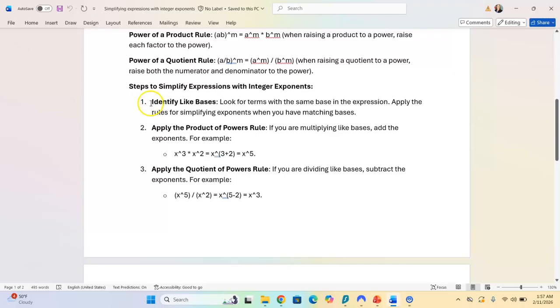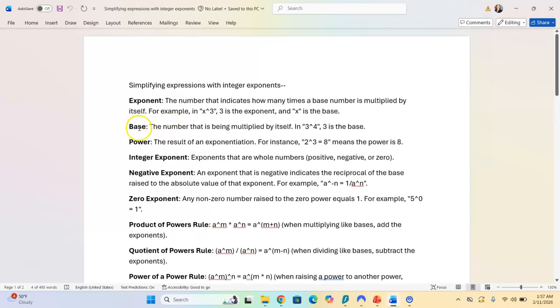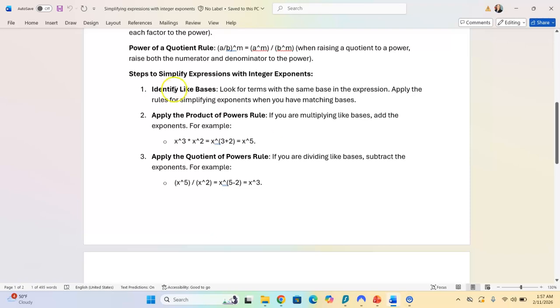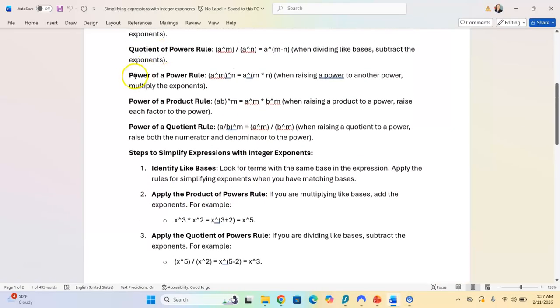And so it tells you here, for example, identifying like bases. Again, you have to know what a base is, so you can go back up to your vocabulary here. The base is the number being multiplied. So if you had 3 to the 4th power and you wanted to identify the base, 3 would be the base. So that's where the steps to solving and the vocabulary connect. And then you're going to apply the product of powers rule. Okay, where's the product of powers rule?